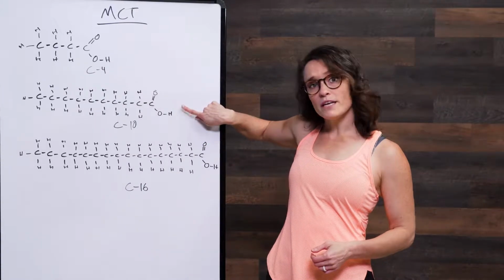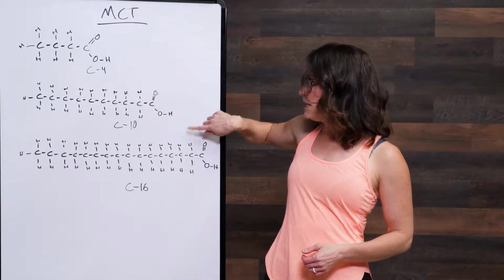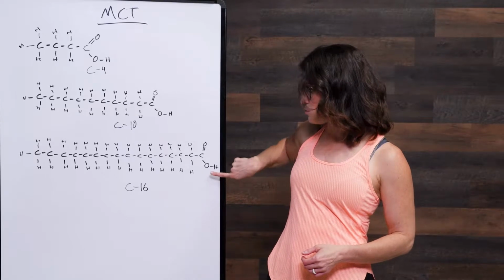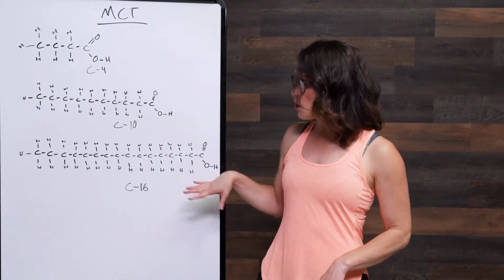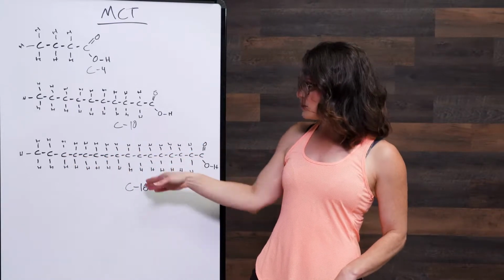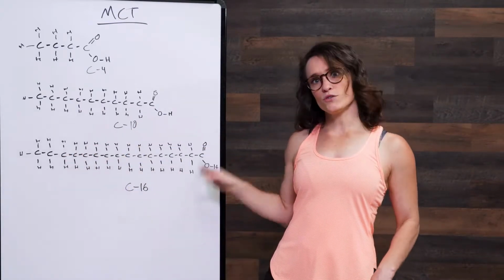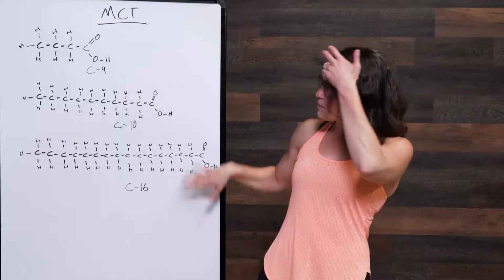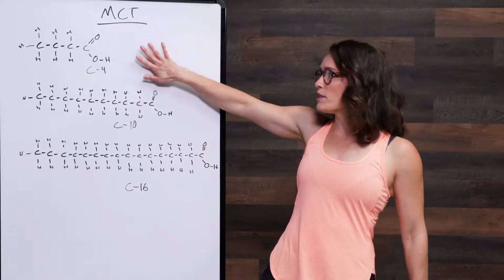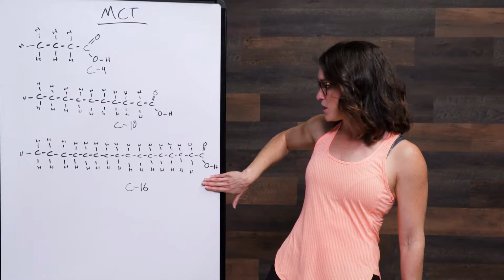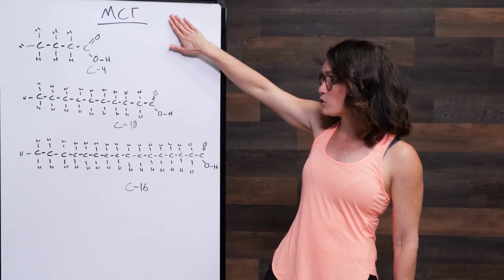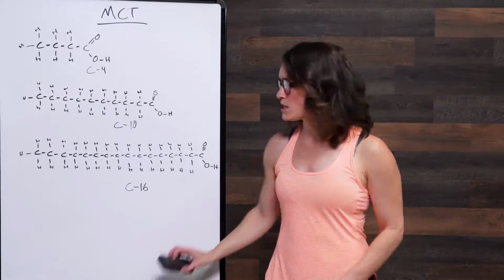Then this is a medium chain fatty acid, and it has 10 carbons. This would be a long chain fatty acid with 16 carbons. They're all chained together, and you can see the way they're oriented with the hydrogen on either side. That means these are also saturated. So these are the different types of fatty acids: short, medium, and long. Now, what makes up a triglyceride? I'm going to erase these.